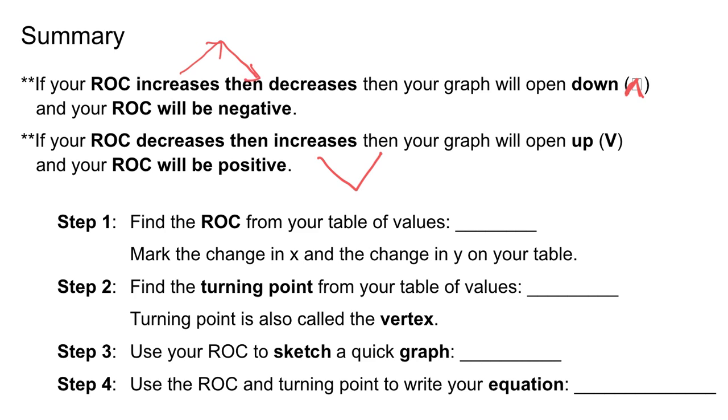So find the rate of change in your tables. Again, you're just doing the change in x and the change in y like we've always done. Find your turning point, which is your vertex. So this is your a value, this is your h, k. And then do a quick sketch. So is your graph going up or down? You don't have to use a scale. You're just literally thinking about what's happening. You don't have to orient it on a coordinate plane or anything. You're literally thinking, is it opening up or down? And then write your equation using the form y equals a times the absolute value of x minus h plus k.